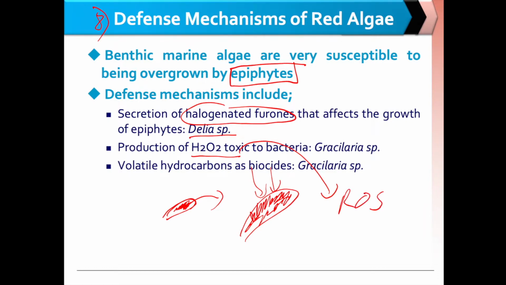Itong mga reactive oxygen species na to, although mas lesser yung reactivity ni hydrogen peroxide compared sa other types of reactive oxygen species, nakakapatay pa rin siya ng bacteria dahil sa presence ng ating mga hydrogen peroxide molecule, lalo na kapag pinroduce siya na malapit dun sa mucilage ng ating Gracilaria. Ang gagawin niyan ay magiging toxic siya dun sa cell membrane. Mag-interfere siya sa cell membrane or sa cell wall growth ng ating bacteria.